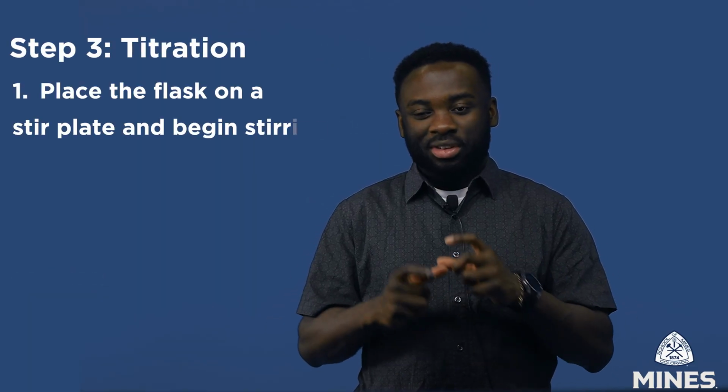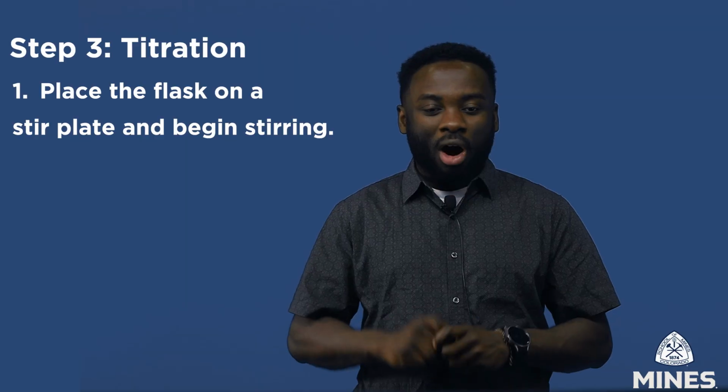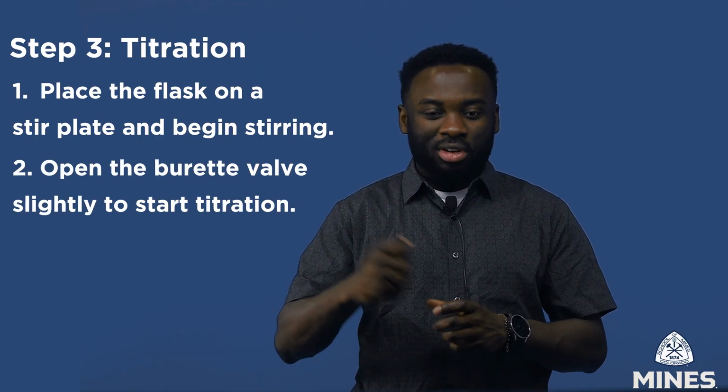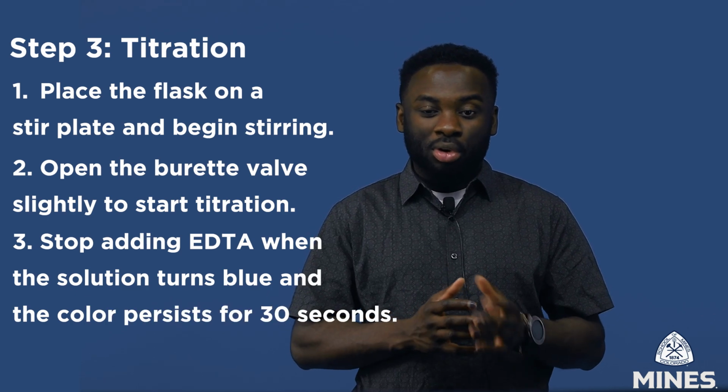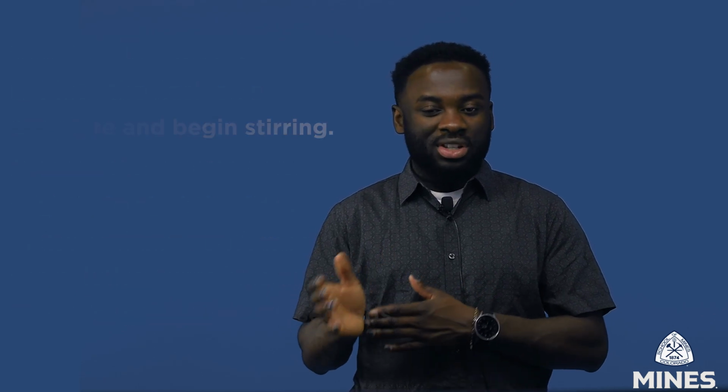Step 3, titration. Place the flask on the stir plate, add the stir rod, and begin stirring. Open the burette valve slightly to start titration. Stop adding EDTA when the solution turns blue and the color persists for 30 seconds. Repeat the titration at least twice more for accuracy.